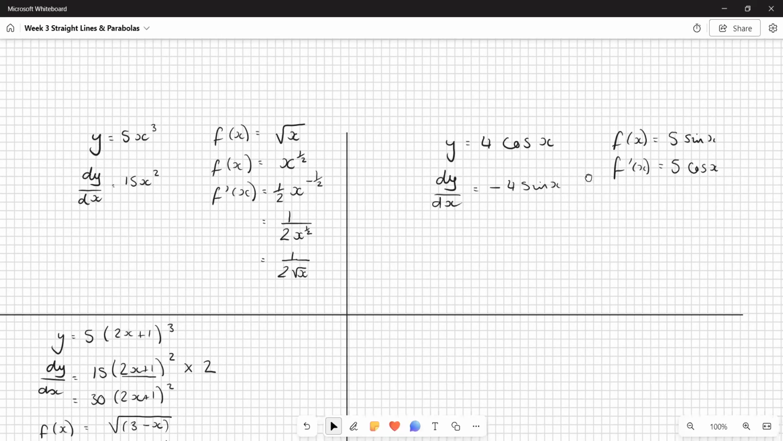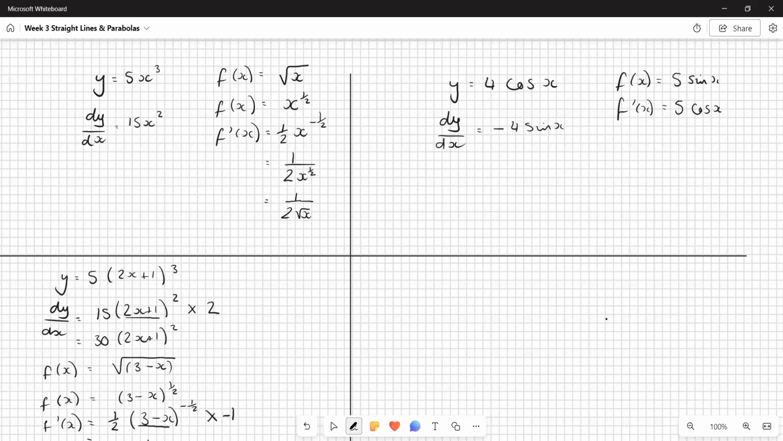And if we look at the sine and cosine stuff, it's the same idea. So this time, instead of having 4 cos x, let's have 4 cos 2x plus 5. So we say to ourselves, 4 cos x becomes negative 4 sin x. But it's not an x, so then we multiply by the derivative of our pretend x, and the derivative of 2x plus 5 is 2, giving me negative 8 sin 2x plus 5.